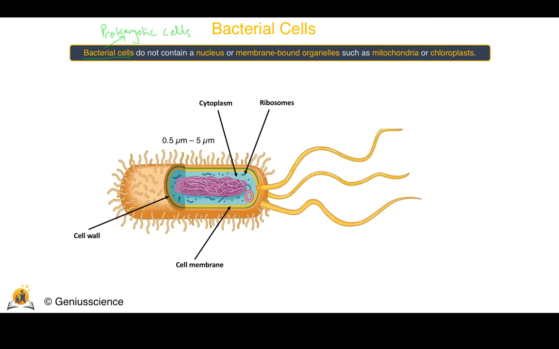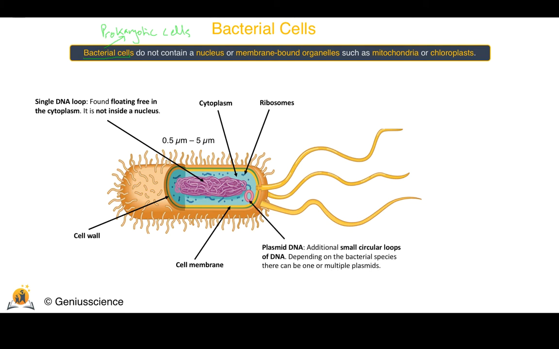Unique to bacterial cells is the single DNA loop. Found floating free in the cytoplasm, it is not inside a nucleus. Also unique to bacterial cells is plasmid DNA. These are additional small circular loops of DNA. Depending on the bacterial species, there can be one or multiple plasmids. Lastly, we have the flagellum. This organelle is a whip-like structure that enables bacterial cells to move towards nutrients. The plural of flagellum is flagella.